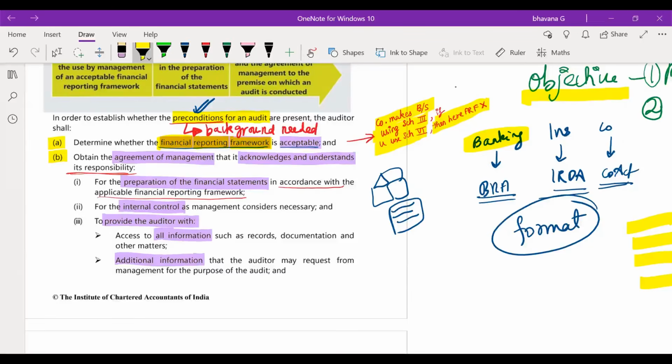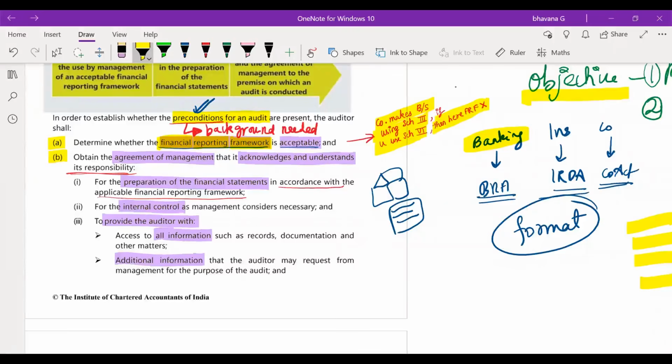Because the auditor is not going to make the financial statements, he's just going to examine them. Who is going to make the financial statements? The management of the company. So whether the financial reporting framework they have followed is acceptable or not, the auditor has to check. This is the first precondition for an audit.